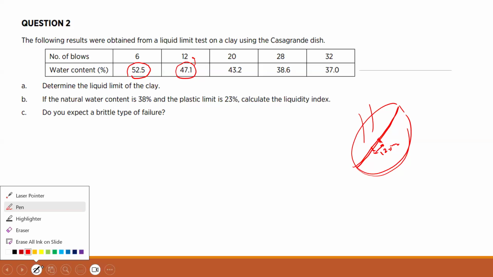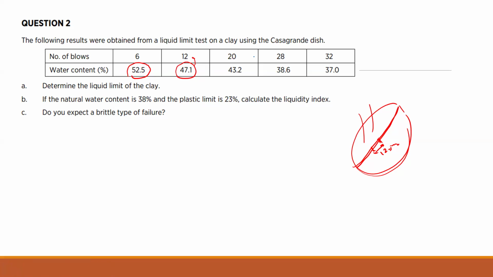But the liquid limit is the moisture content when the number of blows is 25. So this we call the liquid limit. Keeping the numbers like this, we can't find it. So what we need to do is plot a graph. In the y-axis, we have the moisture content. In the x-axis, we have the number of blows.